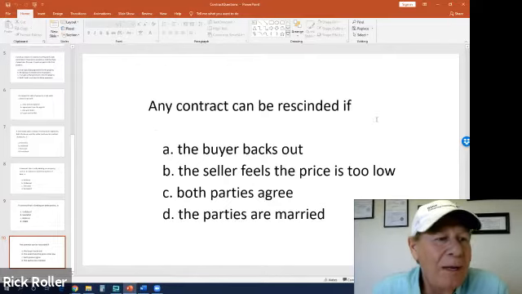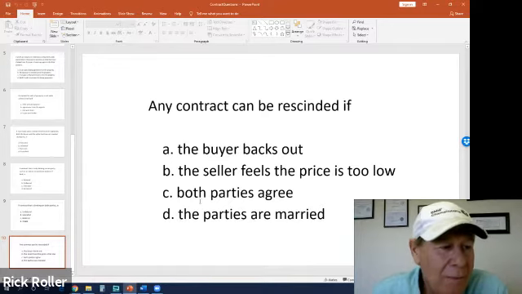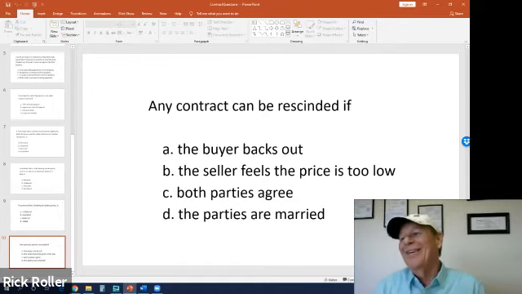Any contract can be rescinded if the buyer backs out, the seller feels the price was too low, both parties agree, the parties are married. Okay. All right. Well, I hope they're happily married.